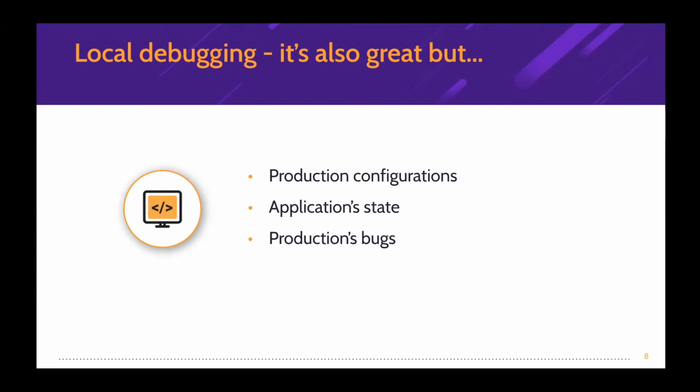Another thing that is really hard to reproduce with a local debugger is the actual application state. So you need to reproduce your customer's data, which is not always possible when you're debugging locally. And you also have to reproduce the actual customer's flow in your application, which again is not that easy. And for all of those reasons, reproducing production bugs is harder when it comes to local debugging.